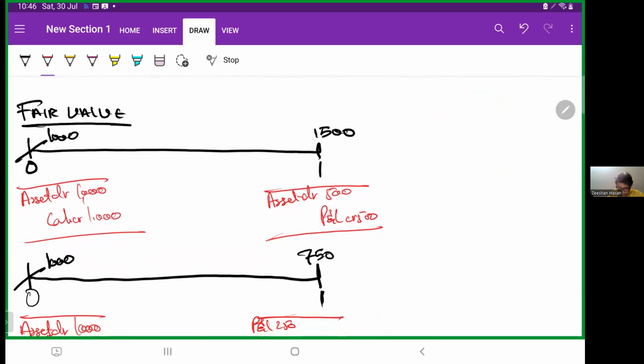Suppose here is the asset which we got in year zero for 1000, and in year one its value is 1500. So what will be the entry in year zero? Asset debit, cash credit 1000, right? At year one, when its value increases, asset debit 500 and profit and loss credit 500. We will recognize it as an income.